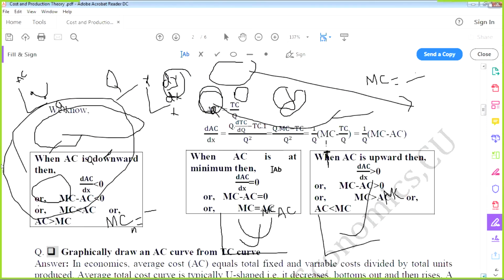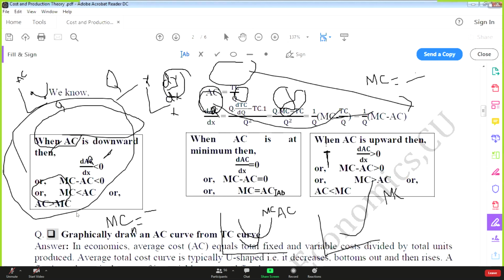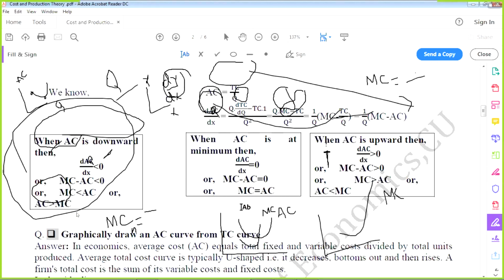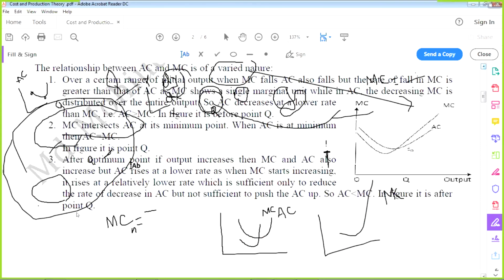Again, the slope is at minimum. At minimum means when two curves intersect, the slope is 0. So again I replace the value and I have found MC equals AC. That means at the level of output Q2, where the marginal cost curve intersects average cost, mathematically we have found MC equals AC. And graphically, we already showed that here MC equals AC.